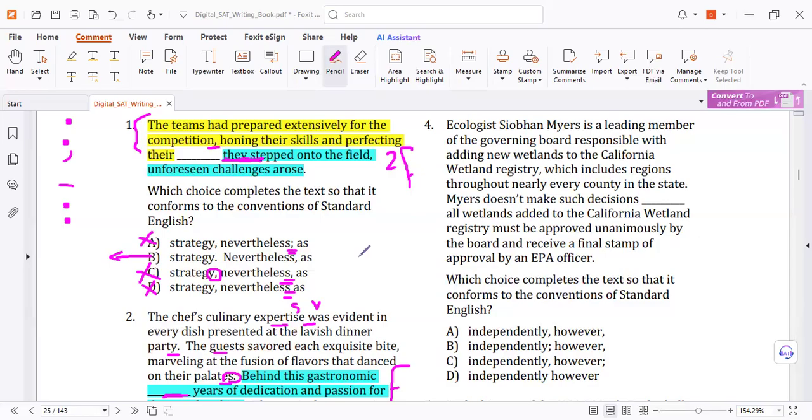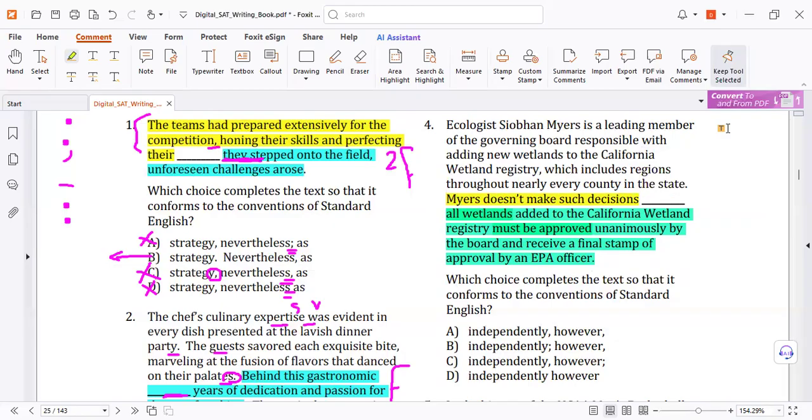So find the sentences. That is the point of what I'm telling you. Look, this is the beginning of a sentence. All wetlands, then phrase, must be. So that is a sentence. Look, yes or no? And that is a sentence. Yes or no? Yes.